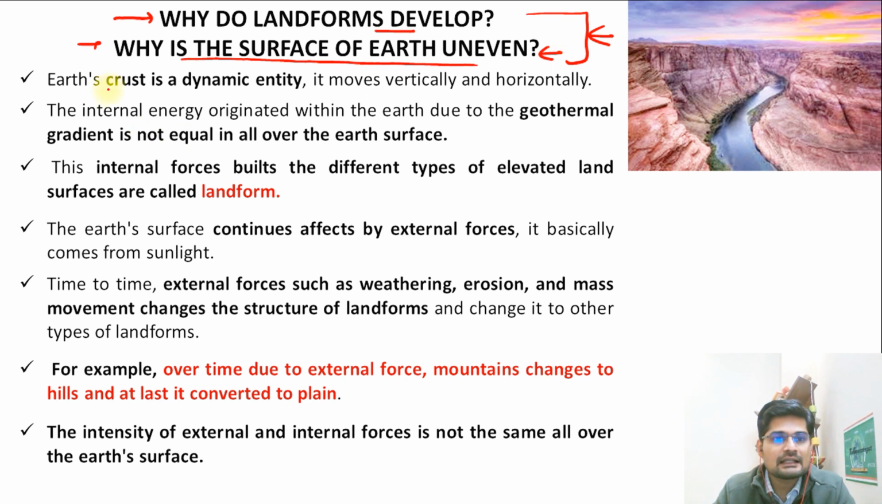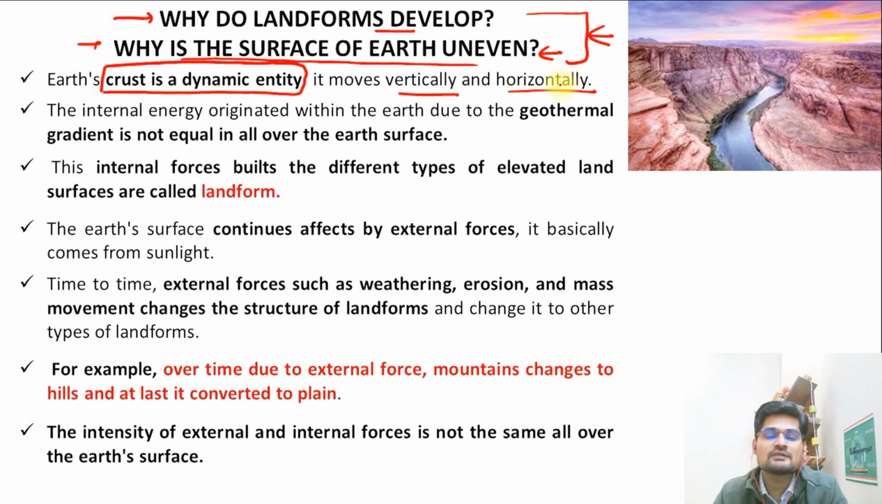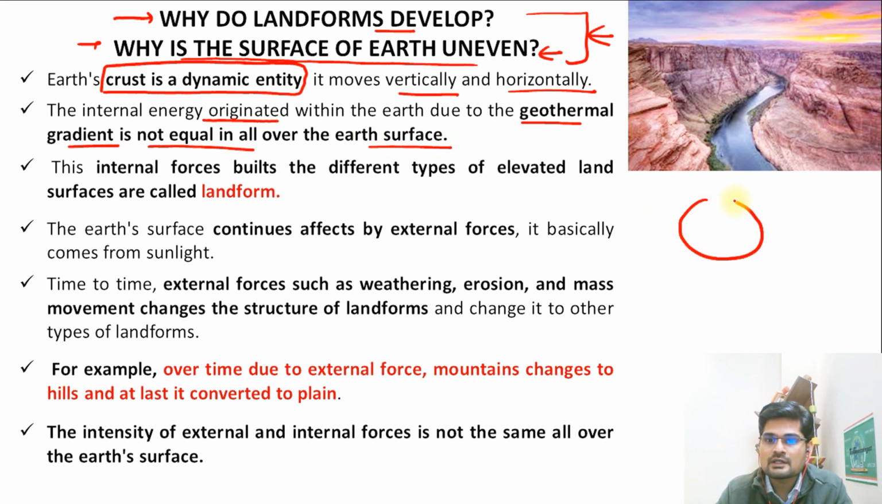So let's understand that Earth's crust is a dynamic entity. It is not fixed. It is dynamic. It keeps changing, even vertically and horizontally. We have learned from interior structure to isostasy to plate tectonics to continental drift. So many things we have studied in geomorphology tell us this fact, which clarifies the point that Earth's crust is dynamic, right? And the internal energy originating from within the earth, that is what we say is geothermal energy or geothermal gradient, is not equal all over the earth's surface. So remember, geothermal energy is not equal everywhere on the earth. It is different at different places, right?